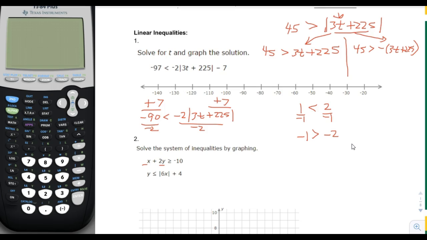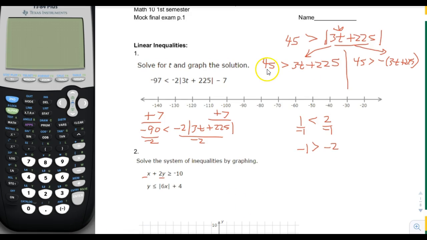First, we're going to have 45 minus 225. 45 minus 225 is going to be -180, right? So -180 is greater than 3t. All I did was subtract 225 from both sides. Now I'm going to divide by 3 on both sides. I'm going to end up with -60 is greater than t.